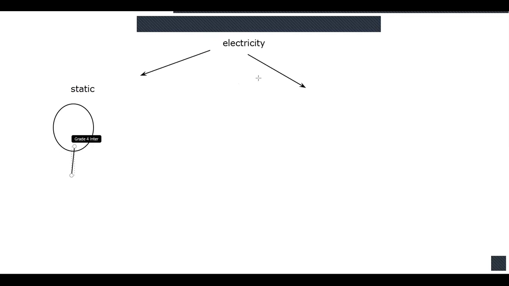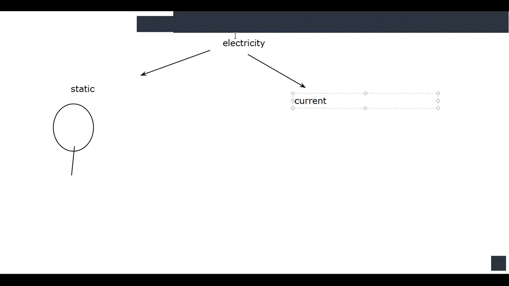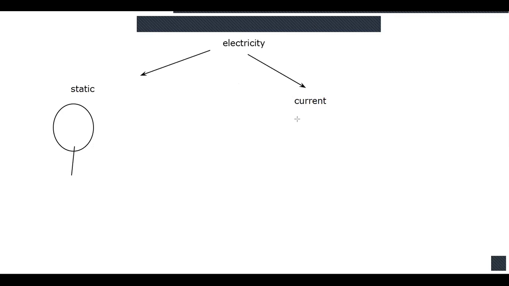Then we learned about current electricity. Let me write it down here. Current electricity is the one that moves through wires, the simple one that we build circuits for. We have parallel and series circuits. And all we need is just some wires.